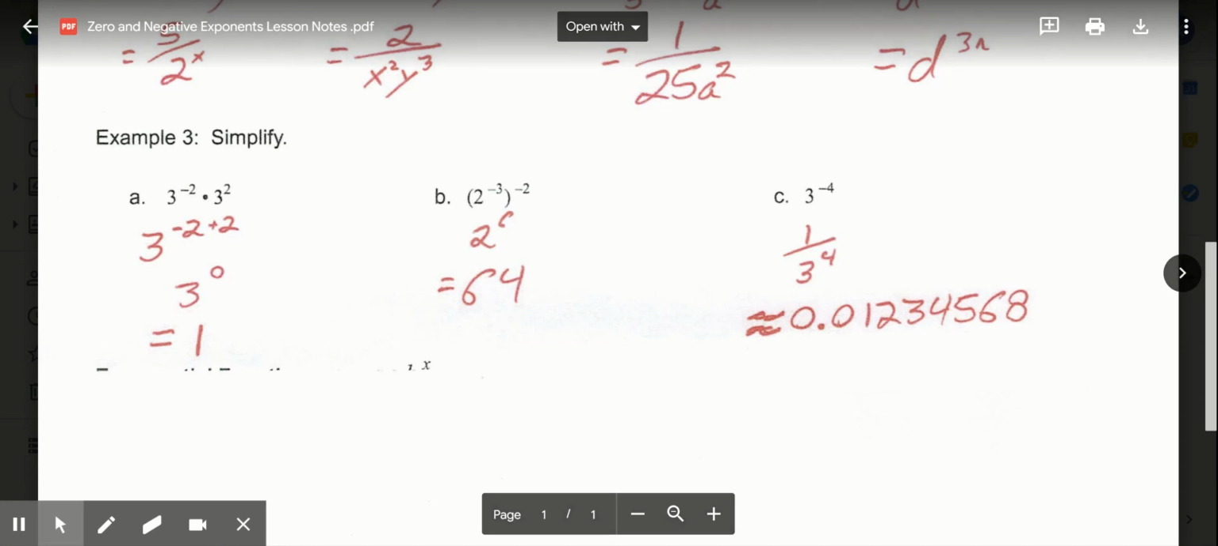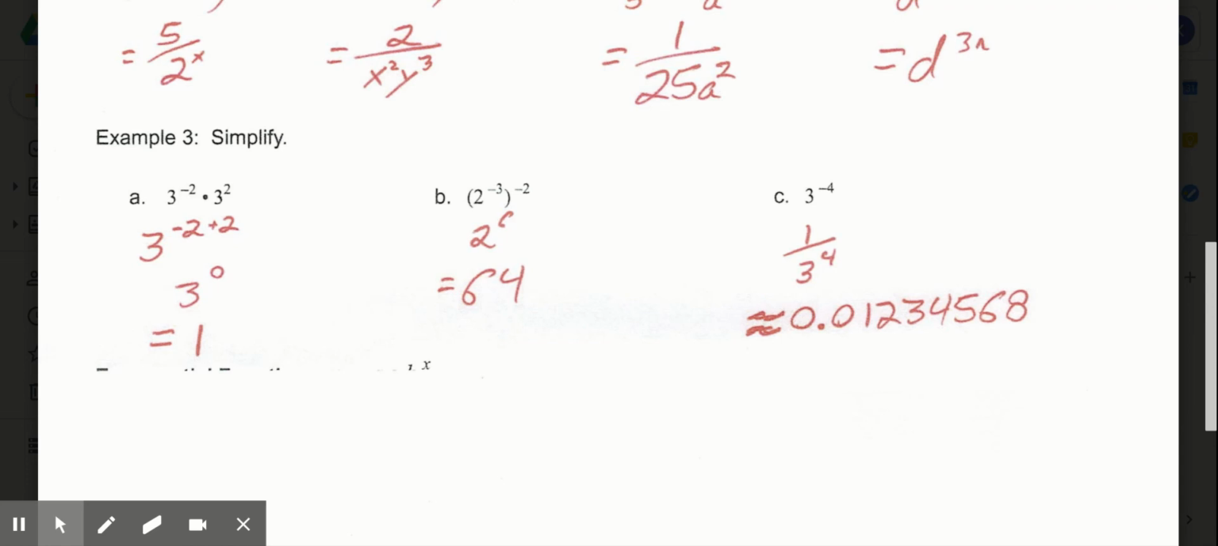In B, we have a power to a power, so I need to multiply my powers. So a negative 3 times a negative 2 is a positive 6. 2 to the 6th power is 64. And then in C, we have 3 to the negative 4th, which is the same thing as 1 over 3 to the 4th. Now this is where you could use a calculator, and we would get approximately 0.012345678 if we round it.